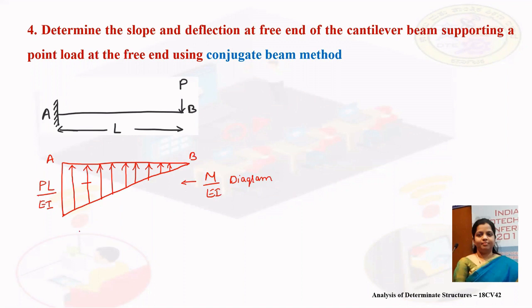Now let us try to draw the conjugate beam. As per transformation theory, the fixed end in the real beam will become the free end of the conjugate beam, and the free end of the cantilever beam will become the fixed support. For this conjugate beam, let us load the M by EI diagram.